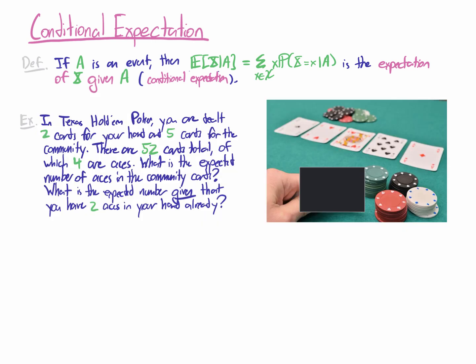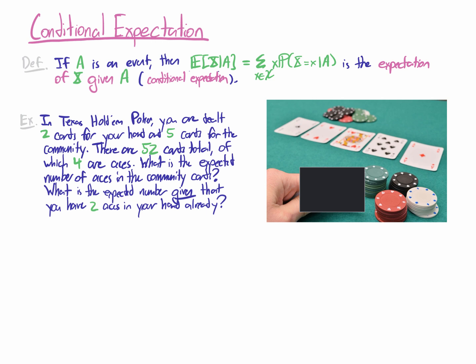So here's an example of when we might care about a conditional expectation. In Texas Hold'em poker, here's how it works. You are dealt 2 cards for your hand and 5 cards are for the community, and they're available for all the players to use, including you. In this picture, here are the 5 community cards, and then this player has 2 cards in their hand, and I'm intentionally not showing them to you yet.